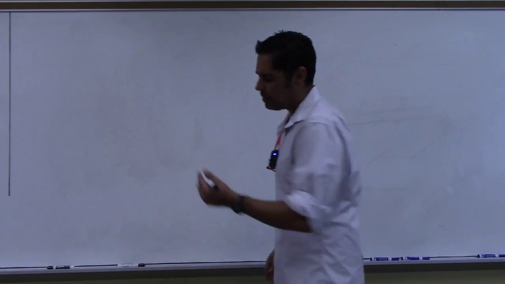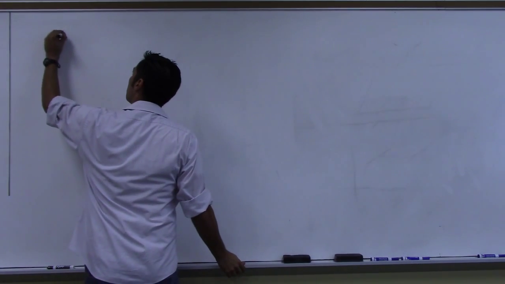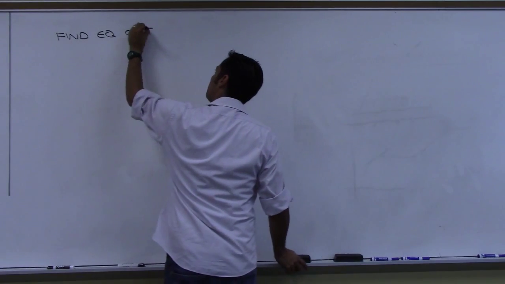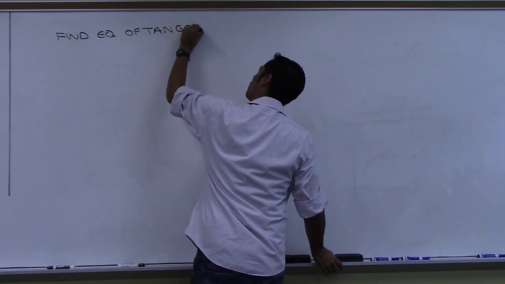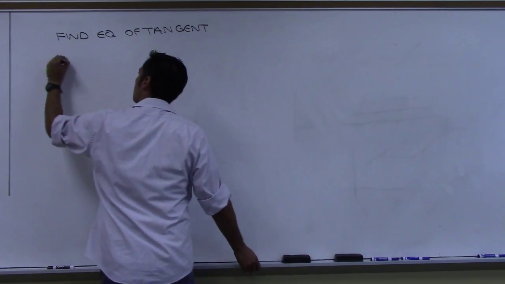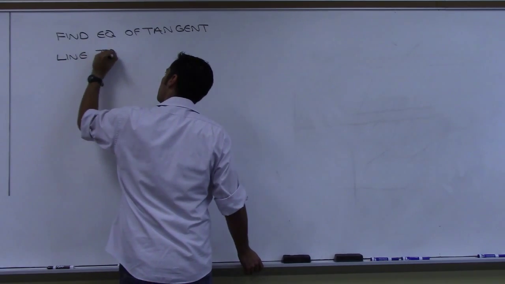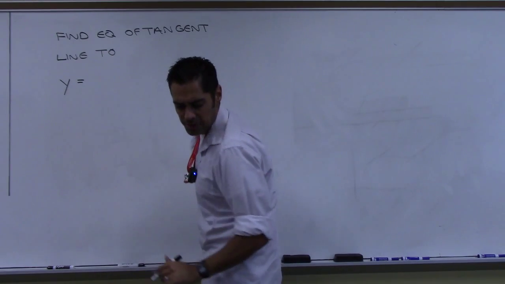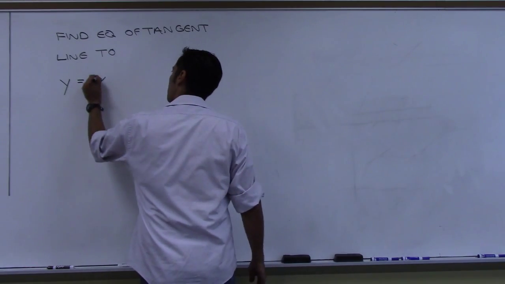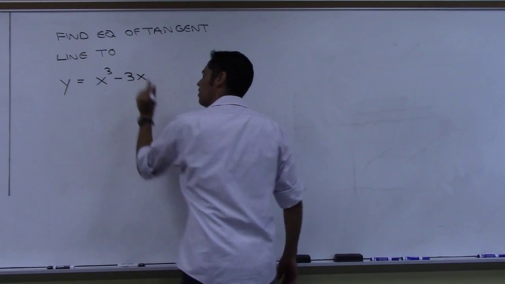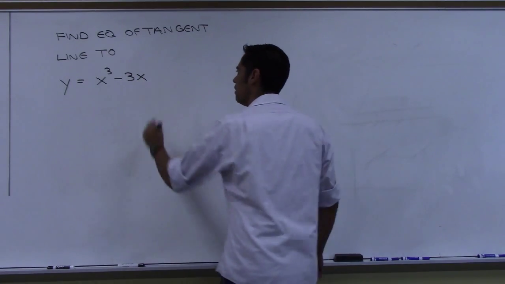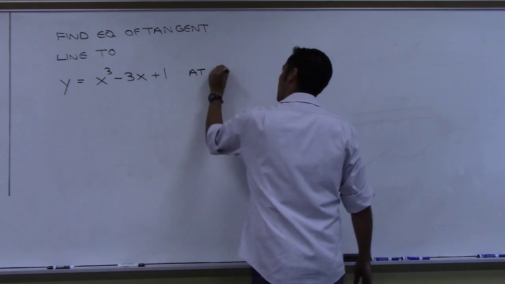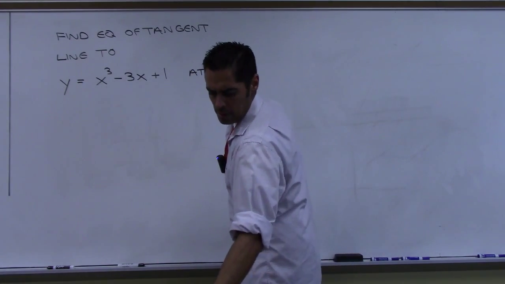All right, find the equation of the tangent line to the function y equals x cubed minus 3x plus 1 at x equals 2.